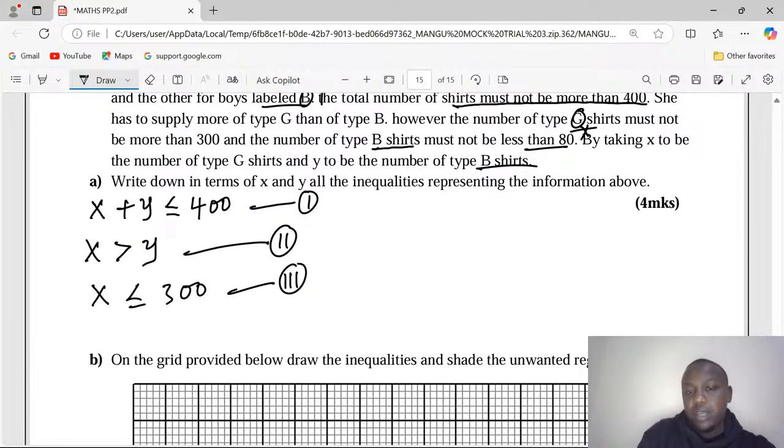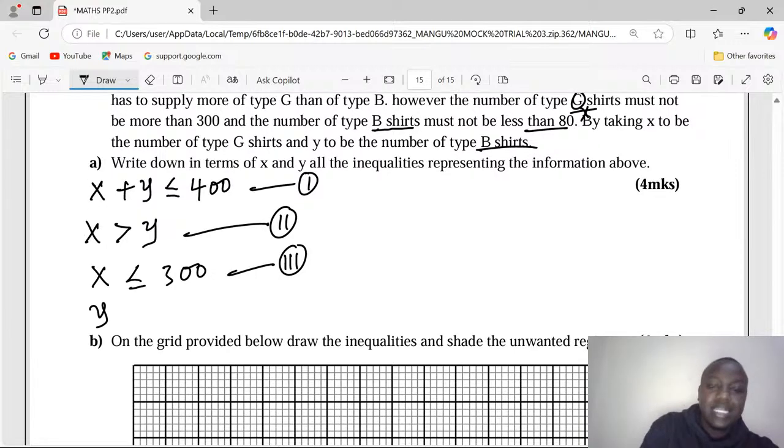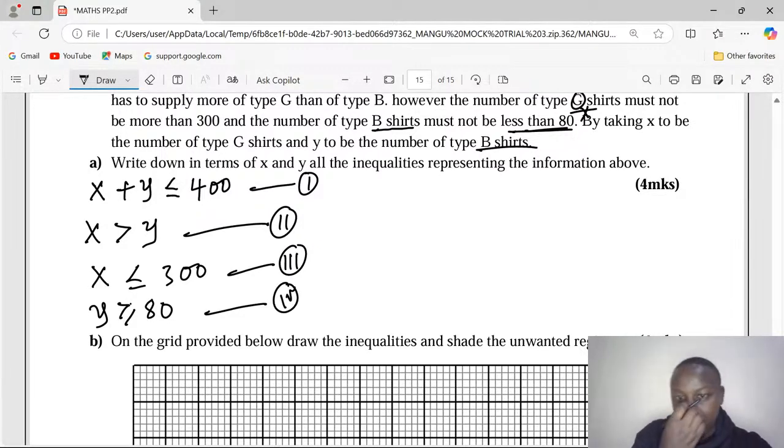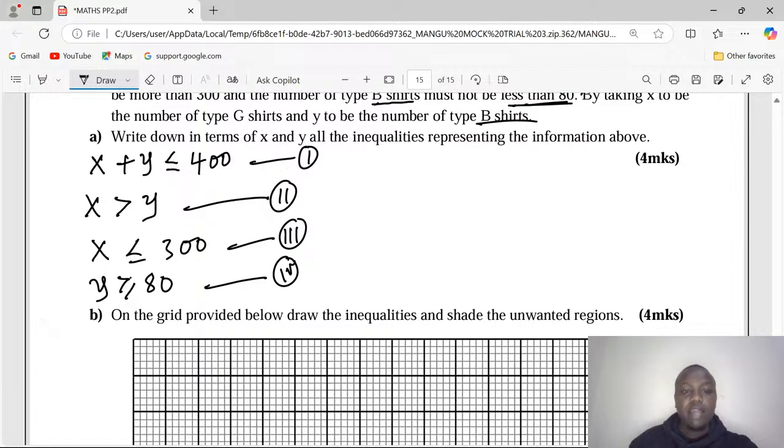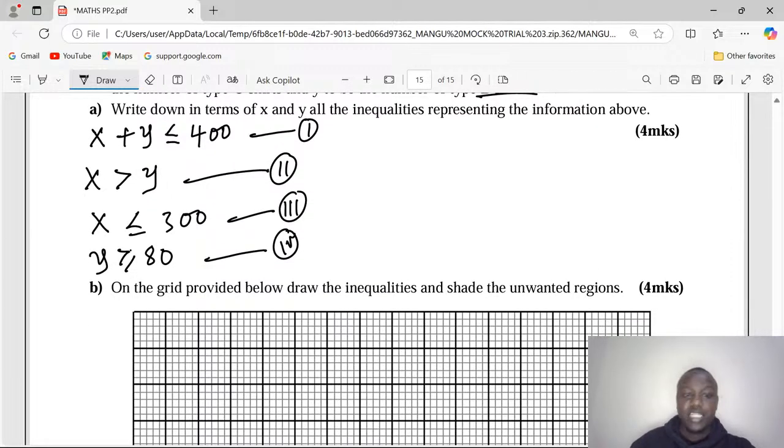And type B must not be less than 80. Type B now must not be less than 80. It can be 80, but 80 is the least. So it's supposed to be greater than 80, but can also be 80. So these are now the inequalities already written.